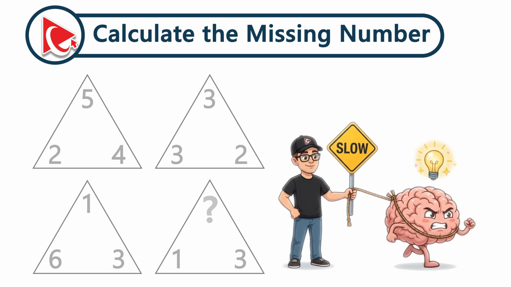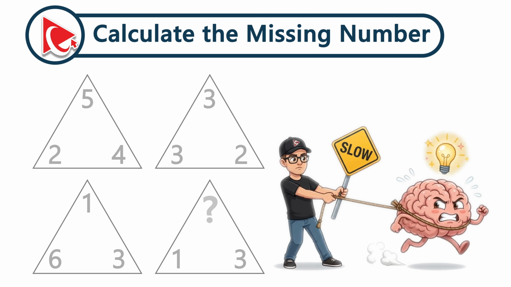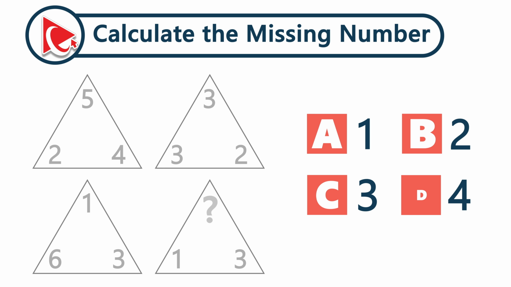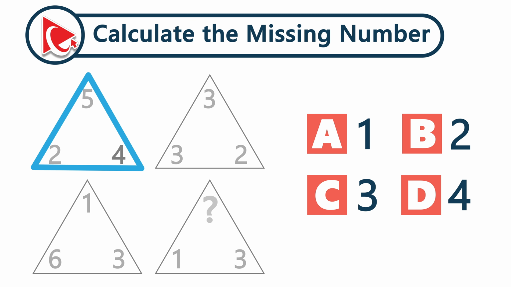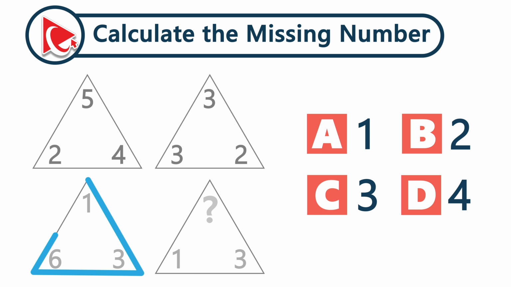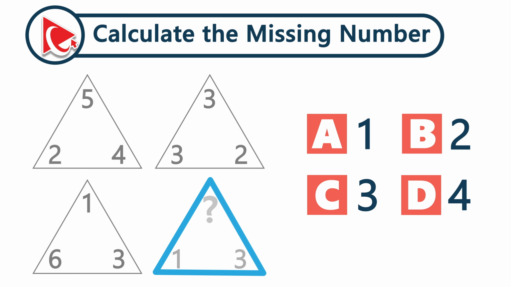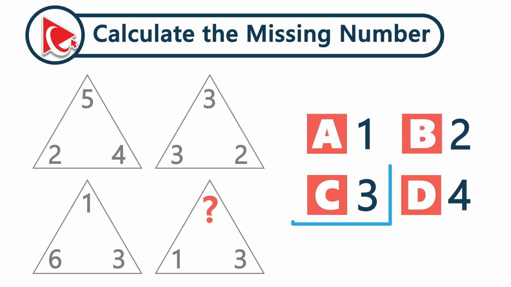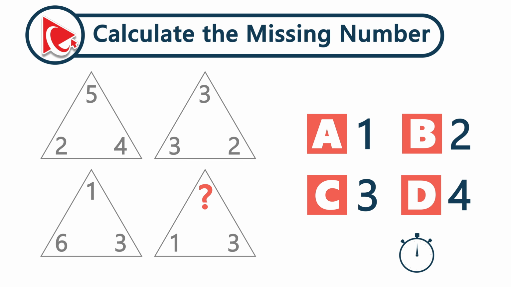I truly enjoy questions like this because they make your brain slow down exactly when it wants to rush. You're presented with 4 triangles. First triangle has numbers 4, 2, and 5. Second, 2, 3, and 3. Third triangle has numbers 3, 6, and 1. And then the fourth triangle has numbers 3, 1, and then comes the missing number, which you need to calculate and select your answer out of 4 possible choices: A, 1, B, 2, C, 3, or D, 4.